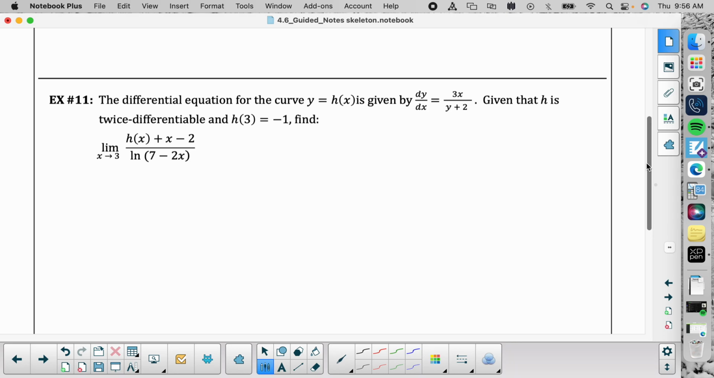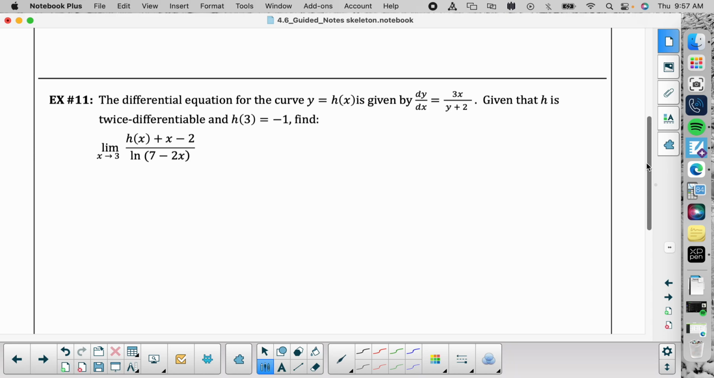The differential equation for the curve y equals h is given by the derivative, given that h is twice differentiable and h of 3 is -1, find that. Do we need to interpret that? Yes. Do you guys remember what differential equation means? Derivative. So it's telling us that that is the derivative of h.